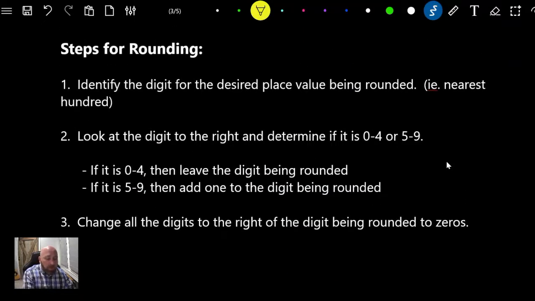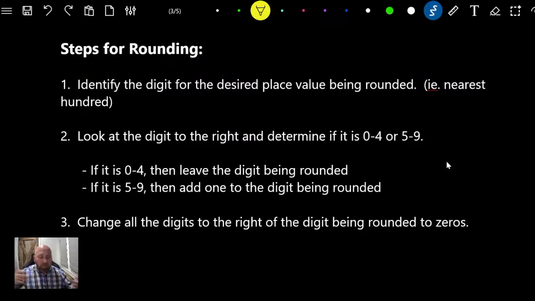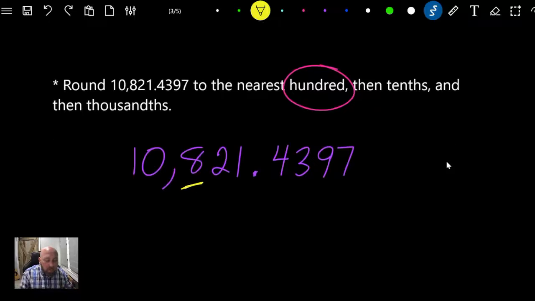What's step number 2? That was number 1 where we identified it, right? What's step number 2? Step number 2 is we're going to look to the right to determine, is it 0 to 4? Is it 5 to 9? So let's look at the number to the right. I call it his next door neighbor, right? So his next door neighbor is a 2.